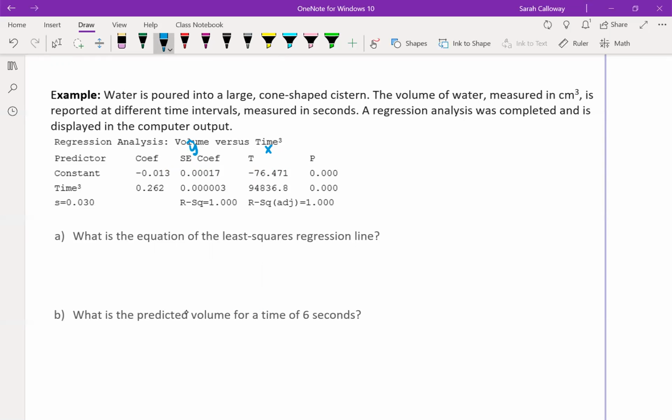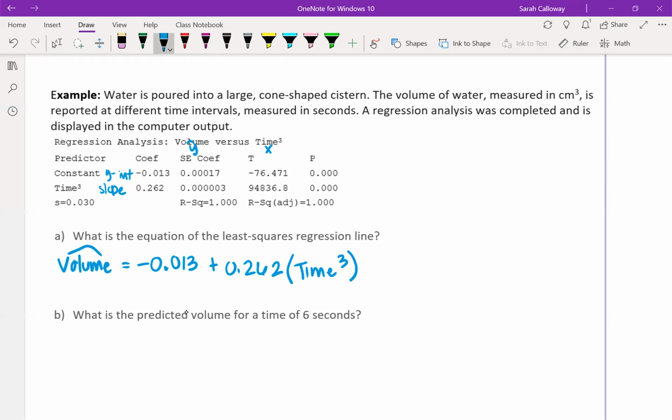So they gave us, remember that the constant is your y-intercept, and the time cubed is your slope. So if y hat is volume, that tells me that volume hat is equal to negative 0.013, my y-intercept, plus my slope, 0.262, times time cubed.